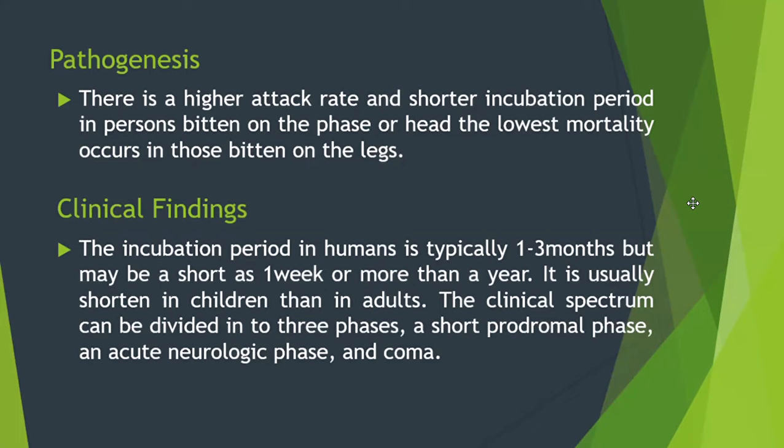Clinical findings. The incubation period in humans is typically 1 to 3 months, but may be as short as 1 week or more than a year. It is usually shorter in children than in adults. The clinical spectrum can be divided into 3 phases: a short prodromal phase, an acute neurologic phase, and coma.